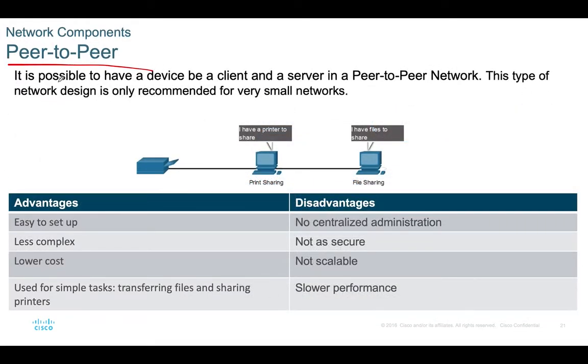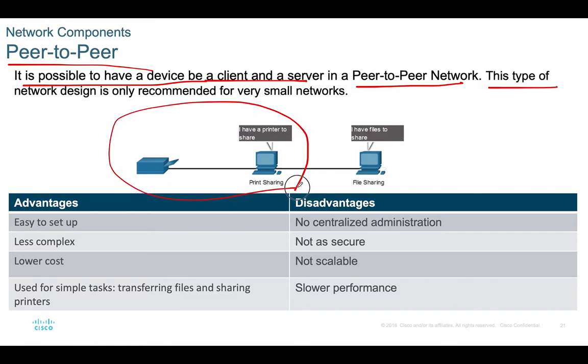Next is peer-to-peer network. It is actually possible to have a device that can be both client and server at the same time. That type of network setup is called a peer-to-peer network. This type of network design is only recommended for a very small network. For example, we have two computers here, and one computer has a printer attached. This computer can share this printer so that the other computer can access that printer. Basically, it is resource sharing.